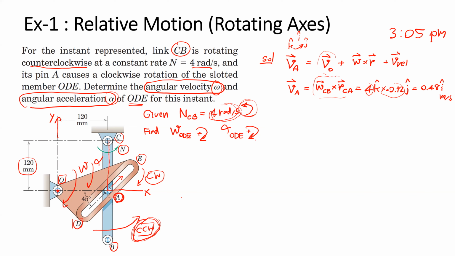Do you think it makes sense, if we see in the picture the link CB rotating counterclockwise, that at this position VA has only the I component to the right-hand side? Yes, it makes sense. How about the velocity of point O?